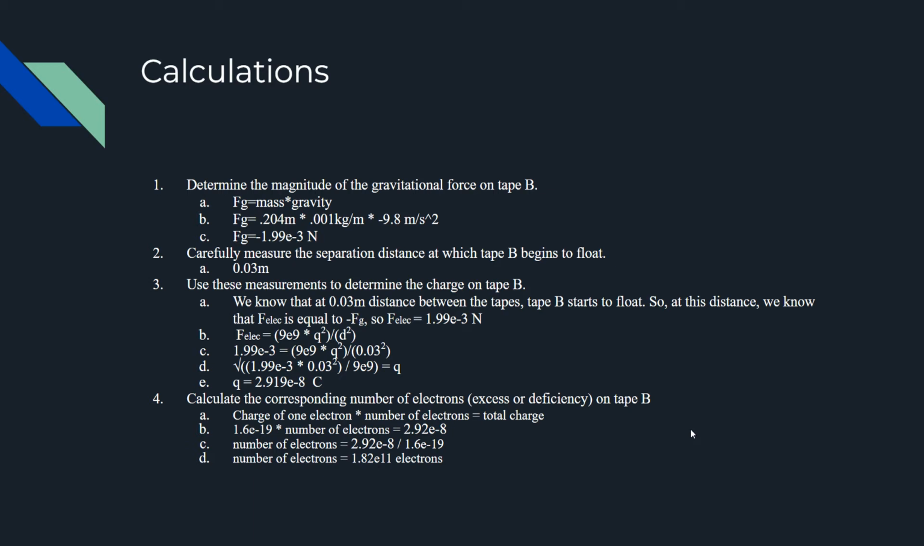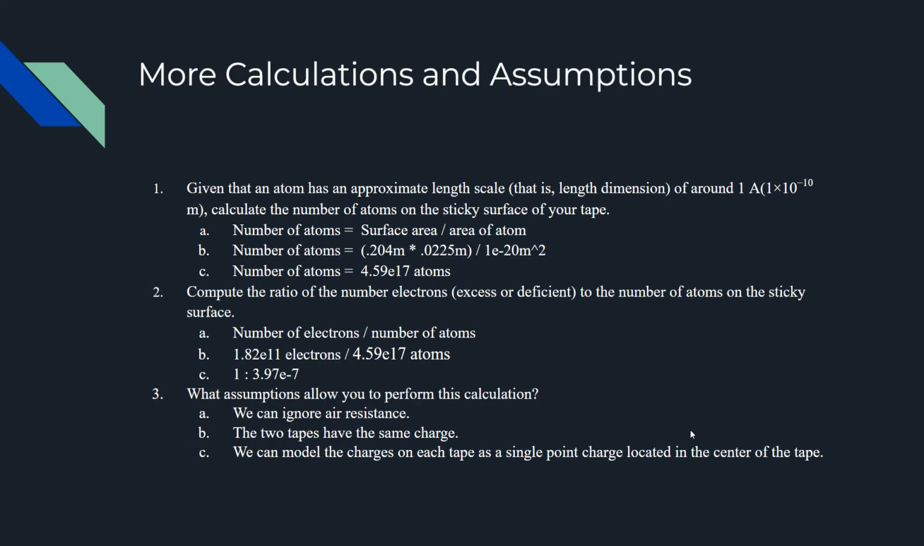Here are my calculations, where I calculate the gravitational force on tape B using mass times gravity to get negative 1.99e-3 newtons. I also find the charge on tape B to be 2.919e-8 coulombs, and we use both of these to calculate the number of electrons on tape B to be 1.82e11 electrons. We found the number of atoms using surface area divided by the area of an atom to be 4.59e17 atoms. So we can calculate a ratio of the number of electrons to the number of atoms to be 1 to 3.97e-7.